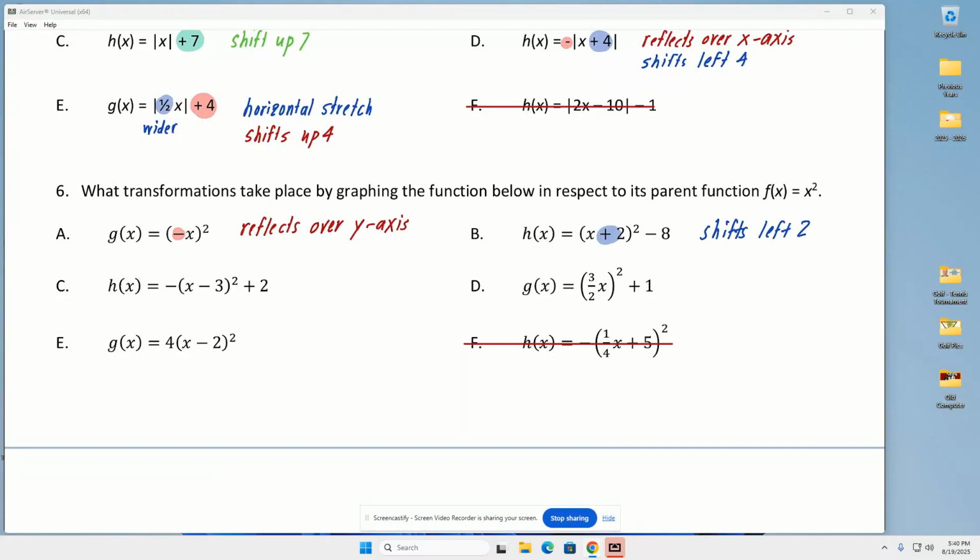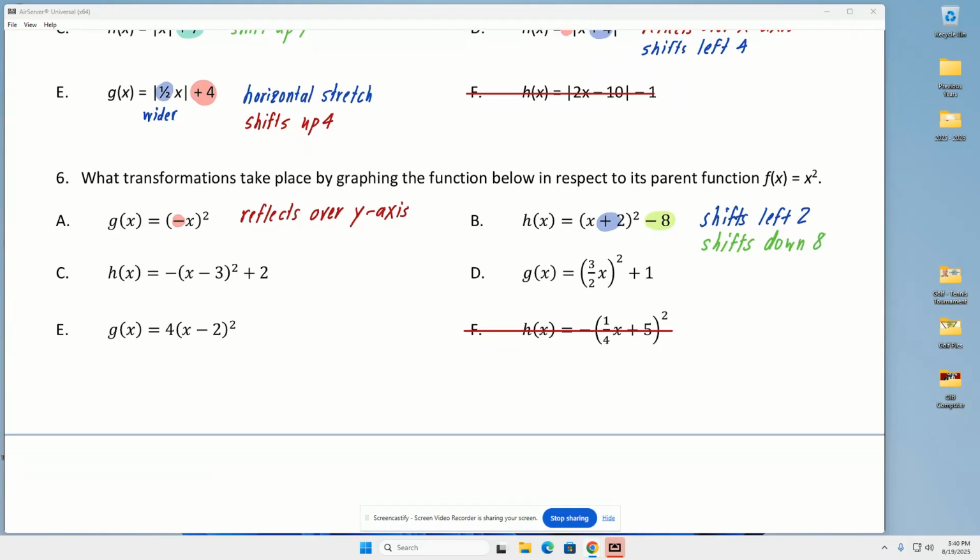And then finally, we also have this -8. Well, -8 is clearly on the outside, so it's shifting still, but it's shifting vertically. And vertical is what it is, so this thing is shifting down. It shifts down 8.